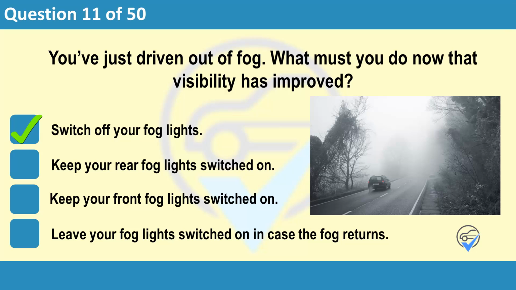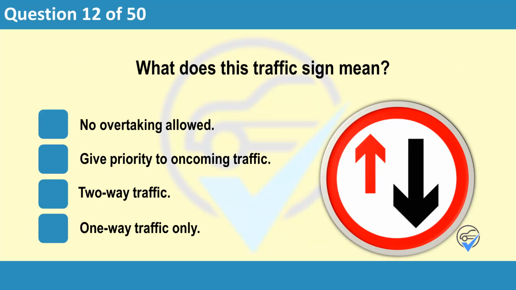You must turn off your fog lights if visibility is more than 100 meters, 328 feet. Be prepared for the fact that the fog may be patchy, and you may need to turn them on again if the fog returns.